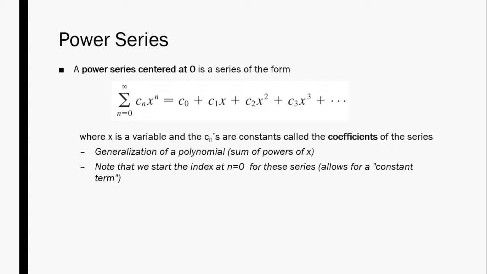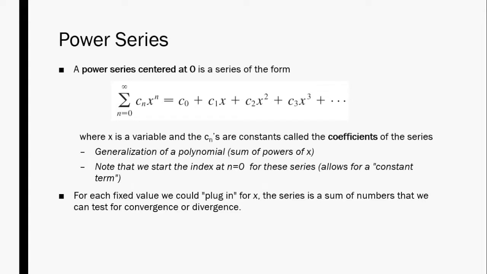And so this is the sum of some constant C0 plus C1 times x plus C2 times x squared plus C3 times x cubed, and so on. We call these C's the coefficients of the series. And you can think of this as a generalization of the notion of a polynomial because we have a sum of powers of x, with some coefficient on each one of them. An important thing to note is that the index for these power series typically starts at 0, because we want to have a constant term C0.